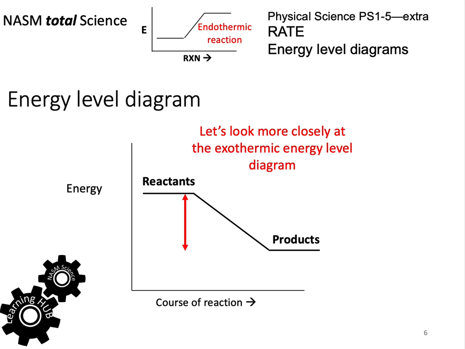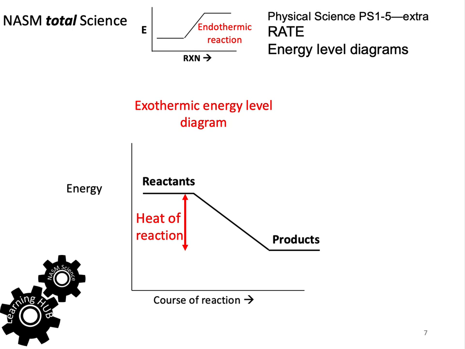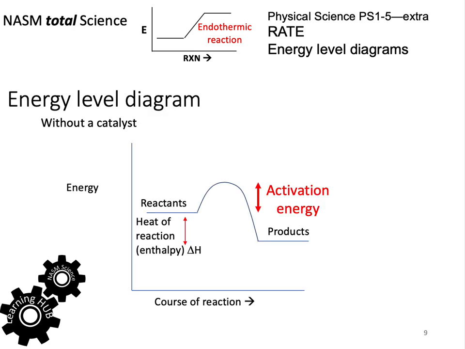And if we're going to look more closely at the energy level diagrams, we're going to use the exothermic reaction, and the difference in energy between the reactants and the products is the heat of the reaction, also known as the enthalpy and designated by delta H. We've had a slope going downwards, but actually we're going to look more closely at the energy involved, and there has to be energy taken in.